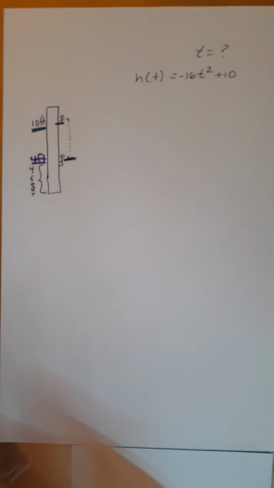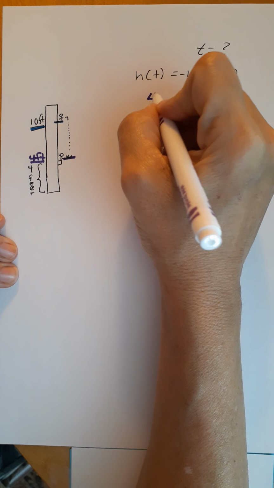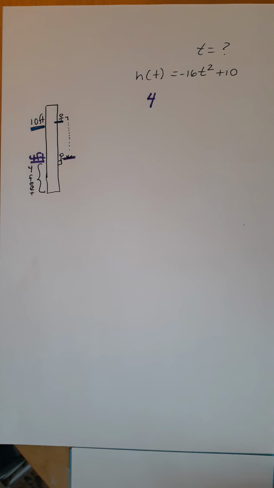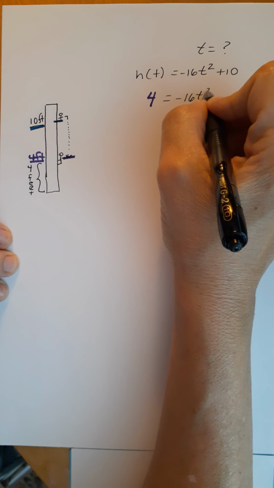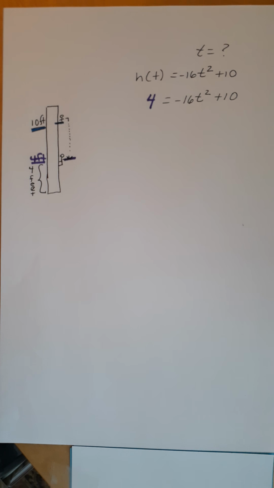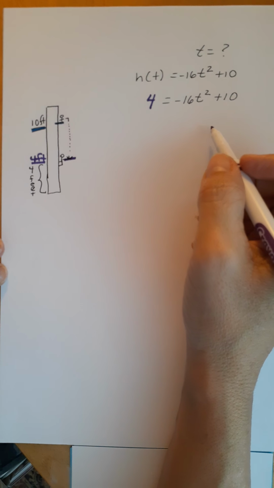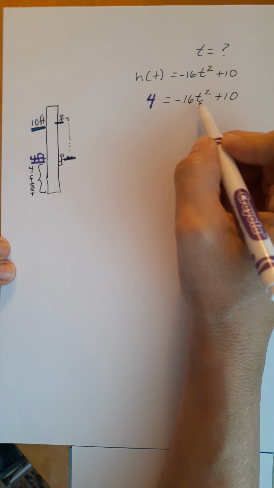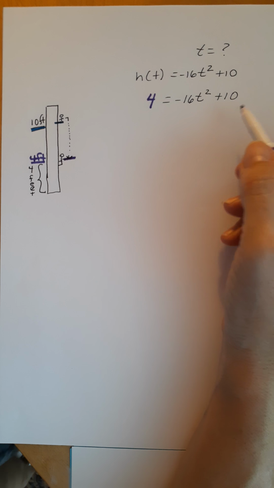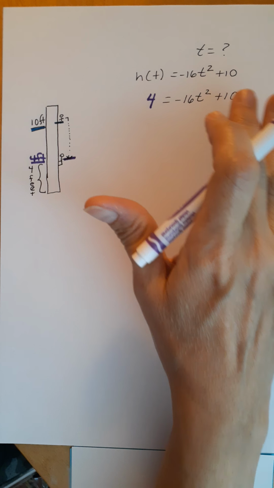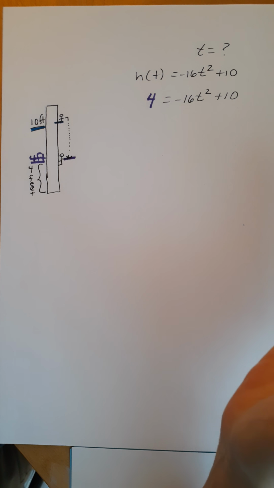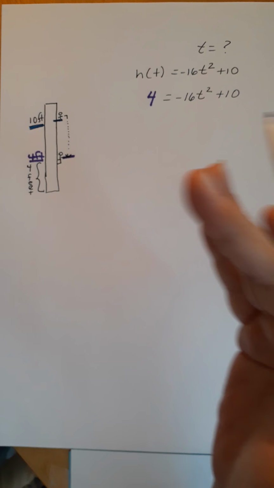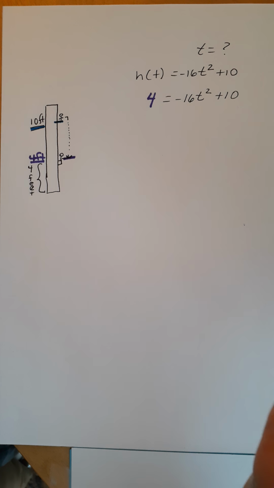So we are going to substitute 4 here, is equal to negative 16 t squared plus 10. Now I can do this one of two ways. We can move the 4 over and factor it or find the zeros, or we can do it using radicals. And because we're practicing using square roots, we're going to do that.